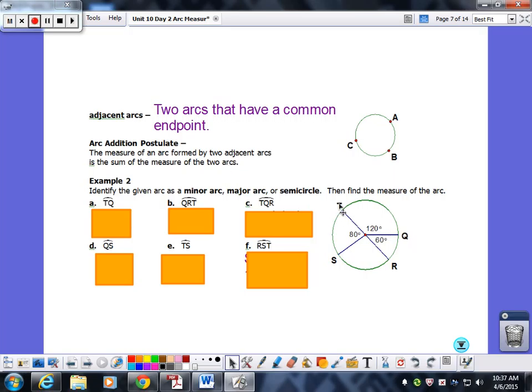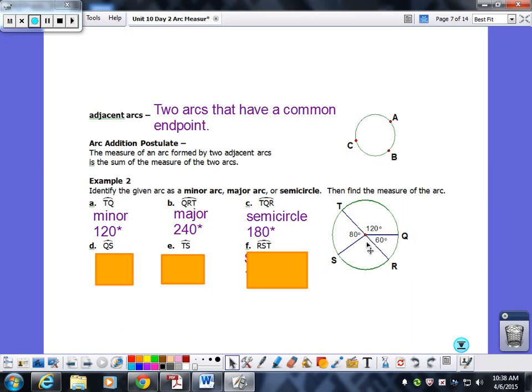In this picture, TQ right here has the central angle of 120 degrees. So if the central angle is 120, then the arc is also 120, which makes it a minor arc. QRT, so we're starting at Q, passing through R, and stopping at T. So this missing piece of the circle is 120, so we can take 360, subtract 120, and we get 240, which is a major arc. TQR. Well, TR is our diameter, so it has two endpoints that create the diameter, so it's a semicircle, which is 180 degrees.